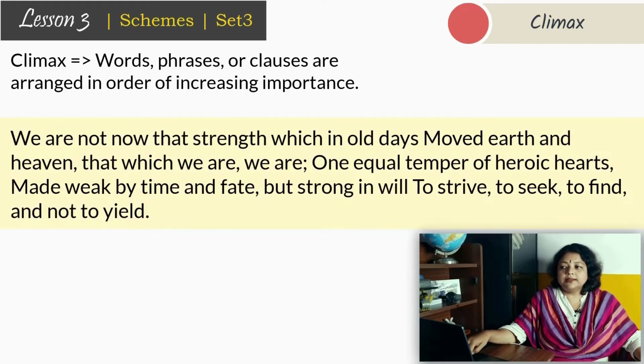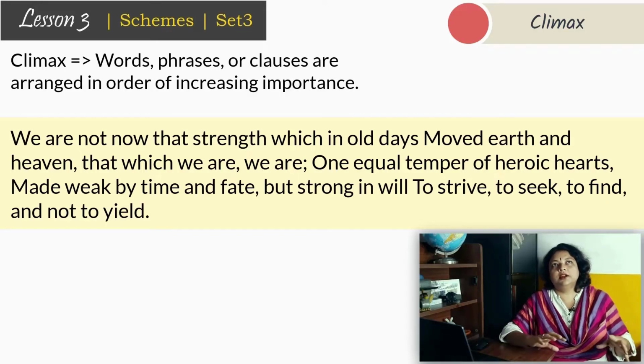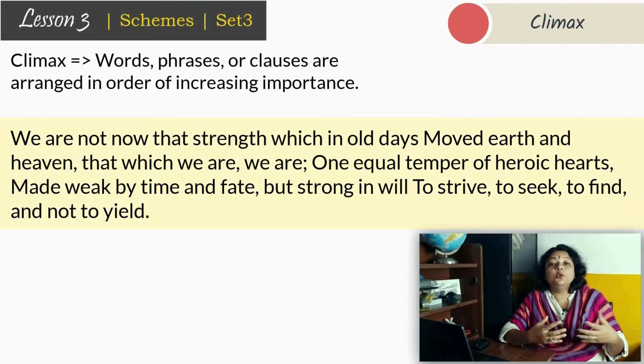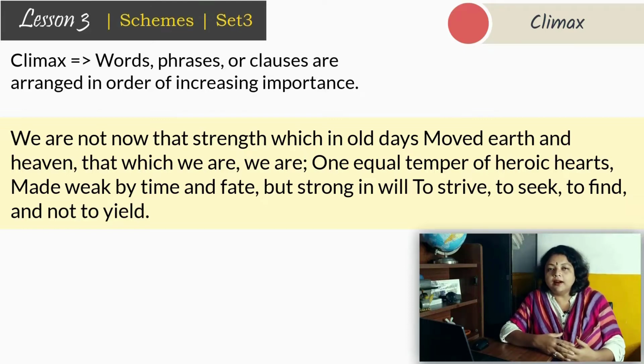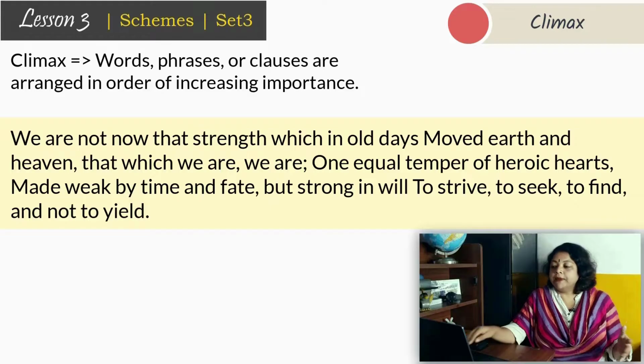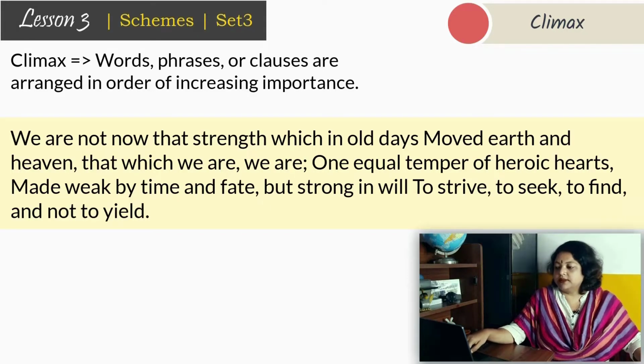We are not now that strength which in old days moved earth and heaven. This is from Ulysses by Alfred Lord Tennyson, and here he is talking about Ulysses's feelings about himself, about his companions. They have grown old now. They cannot do things which they used to do when they were young, but even now they have a kind of motivation, a kind of strength to go on an adventure where they will explore the world further. So this is given in this stanza.